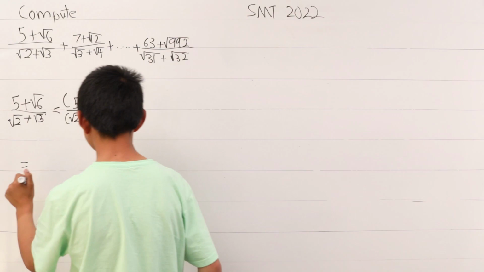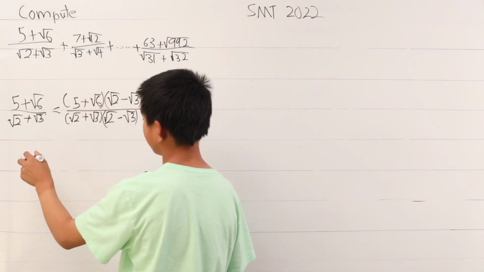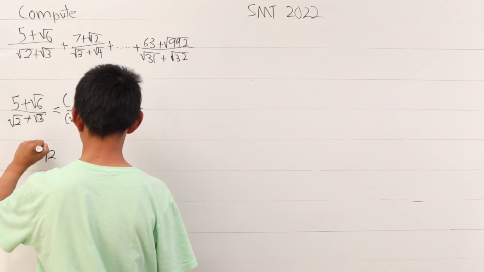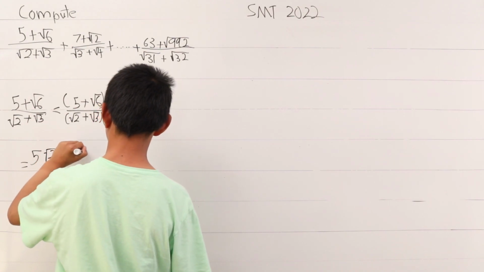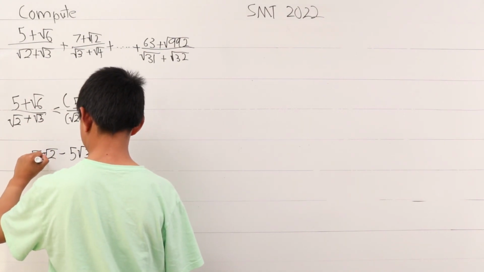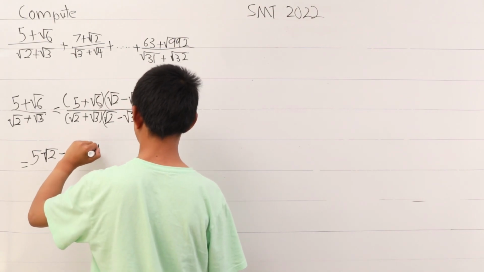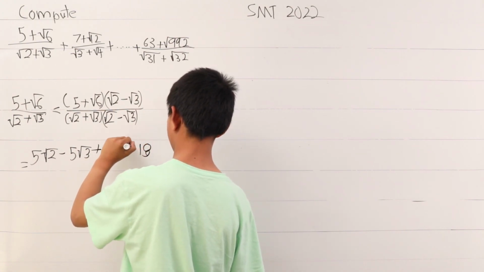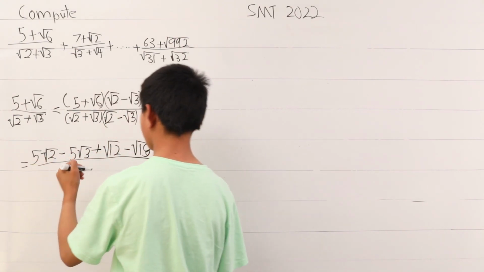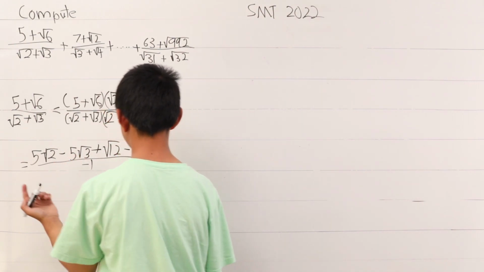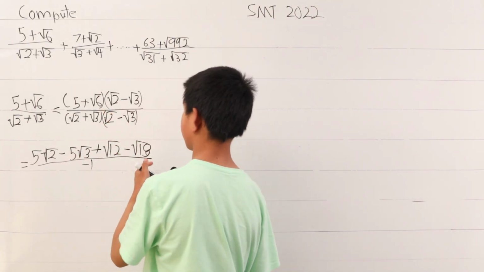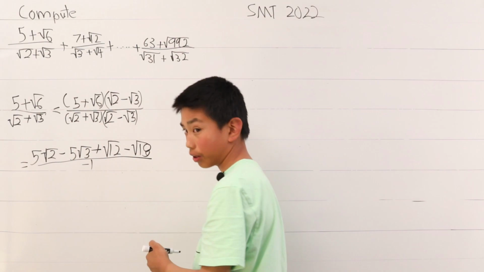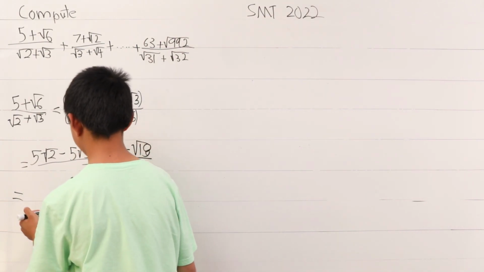So this term is now, I'll just write out the top: 5 times the square root of 2 minus 5 times the square root of 3, plus the square root of 12 minus the square root of 18, divided by negative 1, as I stated earlier. Now we can take out some numbers inside these two square roots to get only two terms, and then we can put the negative 1 in.